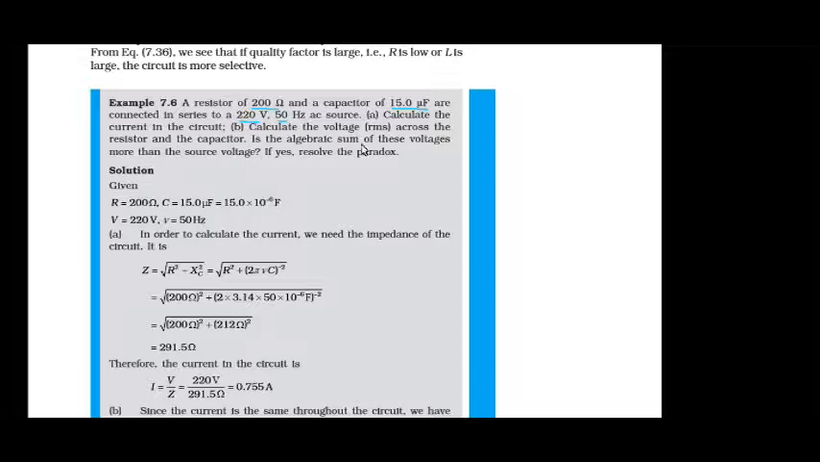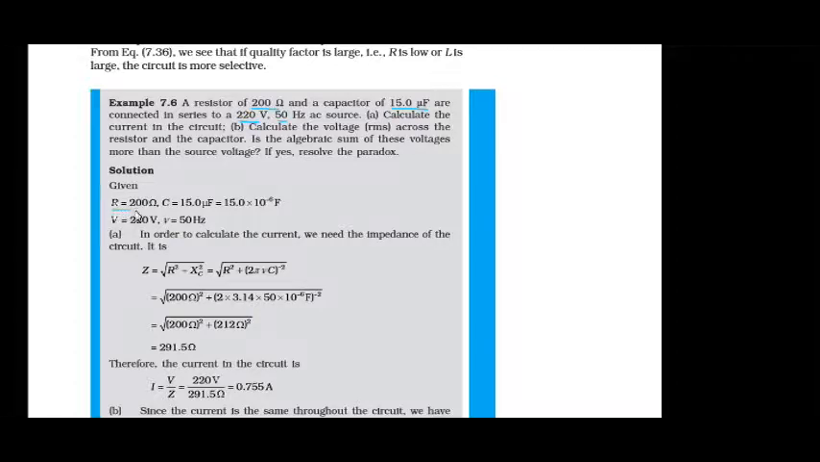The algebraic sum of the voltages is more than the source voltage. Is the algebraic sum of these voltages more than the source voltage? If yes, resolve the paradox. Fine. Write whatever is given in the question.